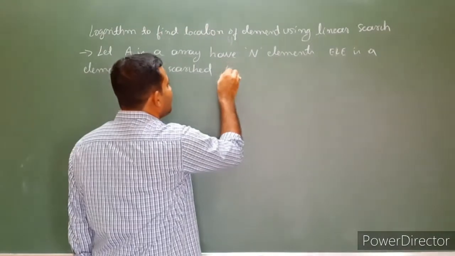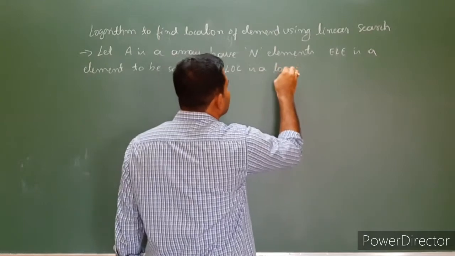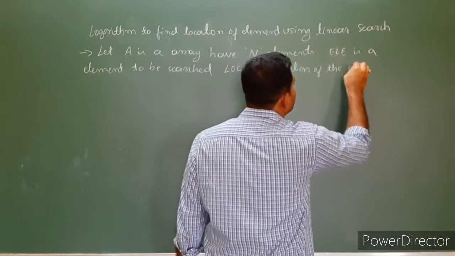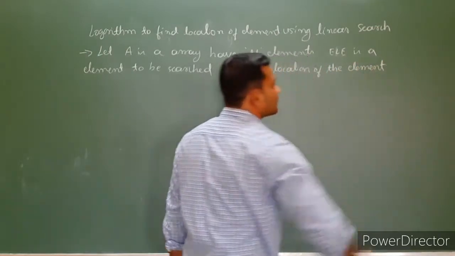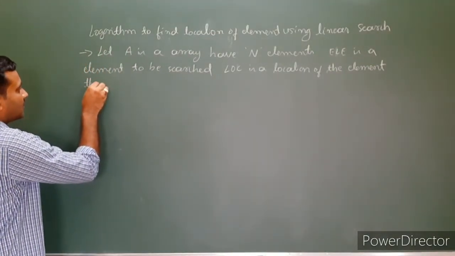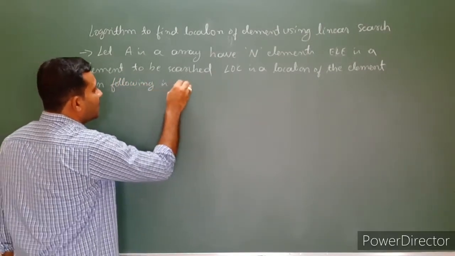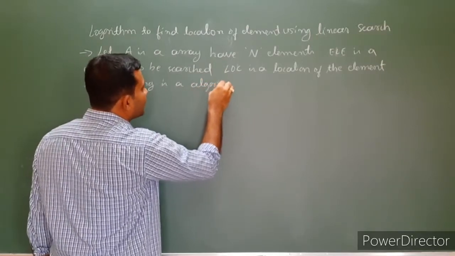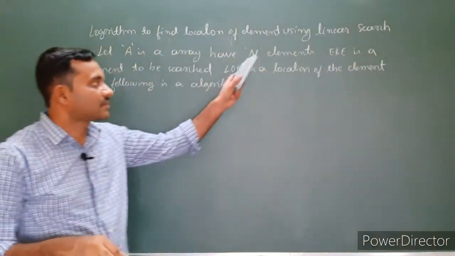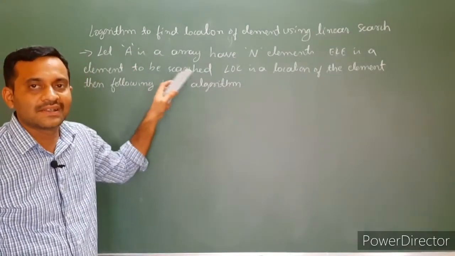LOC is the location of the element. Then the following is the algorithm. Before writing the algorithm, you have to mention the name of the array, how many elements are present, which is the element to be searched, and which is the location. Those are written as statements.